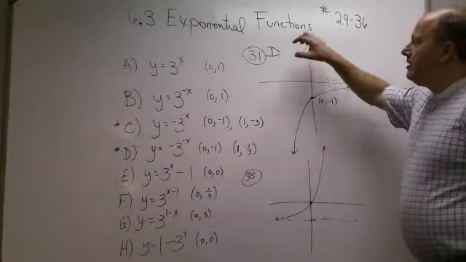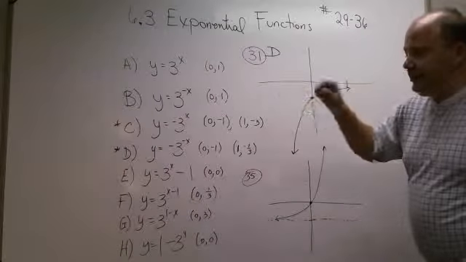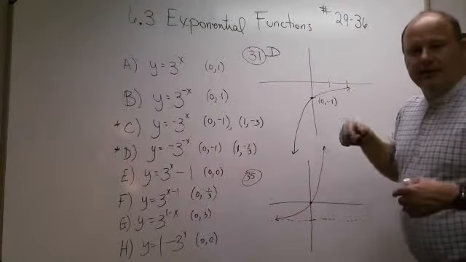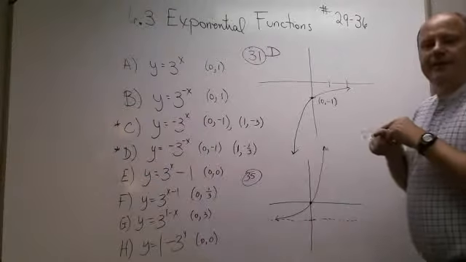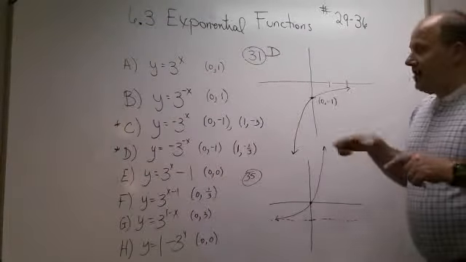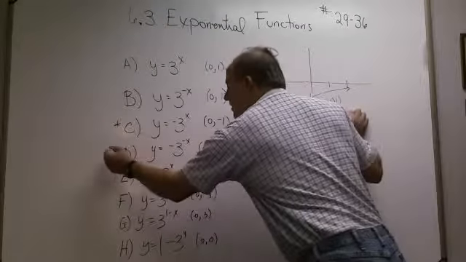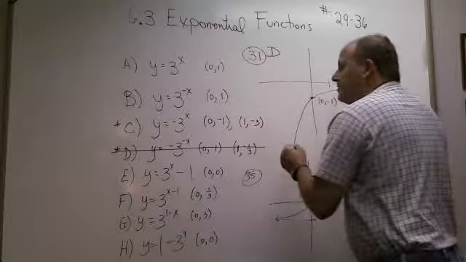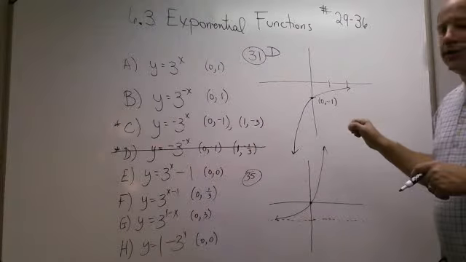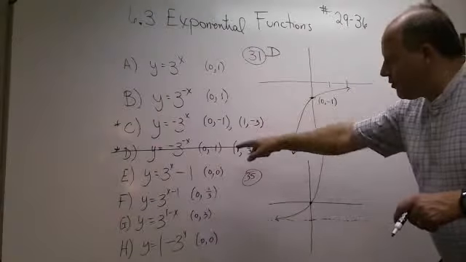Now remember, since D is associated with 31, in other words the graph of that function goes together with D, D is eliminated from contention with all the other problems. So when I do 35 in a second, I'm not even going to consider D. That one's out of the mix. So 31 is D.